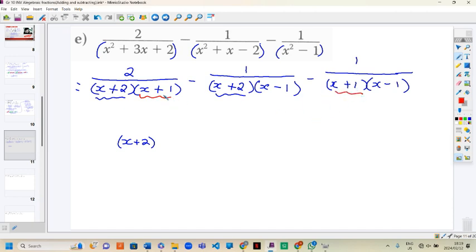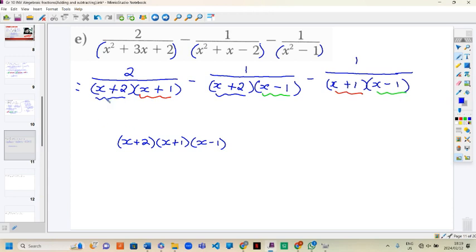Okay, which one's the higher power? They're both the same thing, so I'm going to take that down as well. I've got an x plus 1, take it down. Anything else that's common? Yeah, I've got an x minus 1 and an x minus 1. Fantastic. I see that they're common, and I'm going to take that down as well. Is there anything left over?